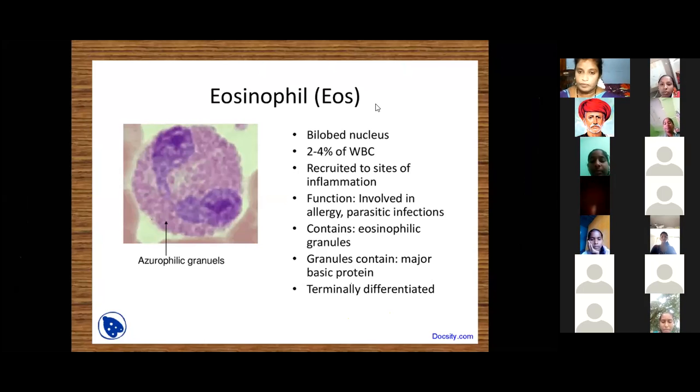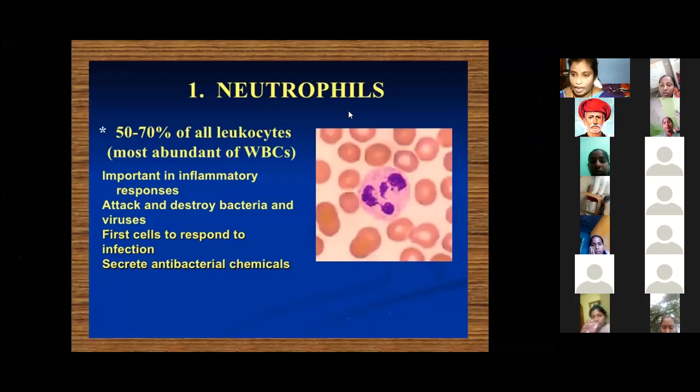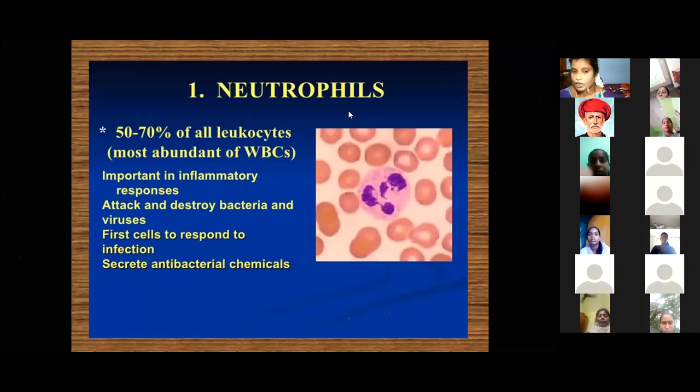Okay. Next, another kind of granulocyte among the white blood cells is called neutrophils.